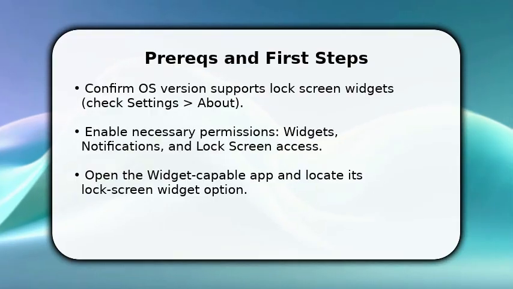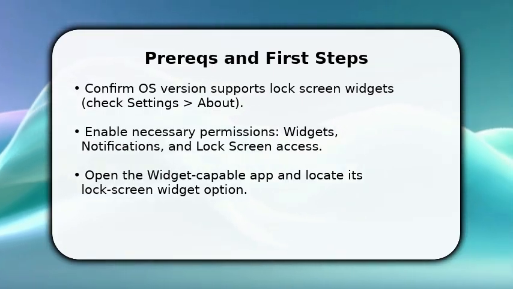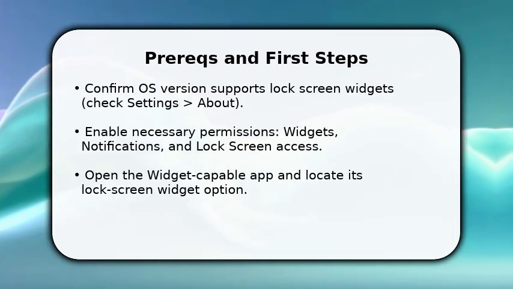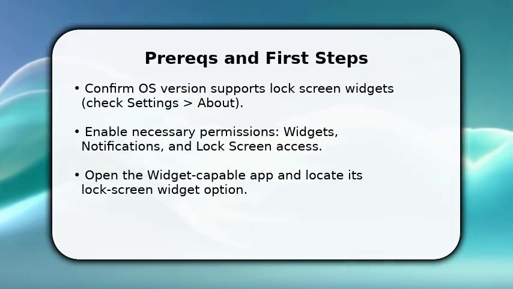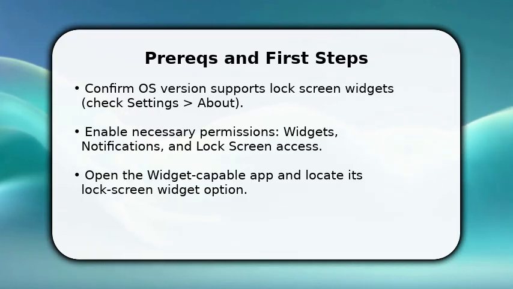You start by confirming prerequisites quickly. Make sure your device runs a lock screen widget-capable OS and the app you'll use is updated. Once done, enable permissions, widgets, notifications, and lock screen access so the system can display content securely.